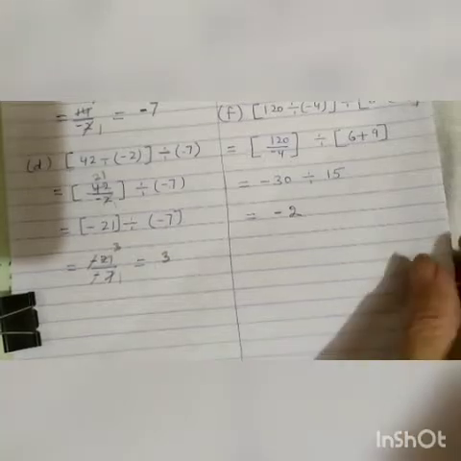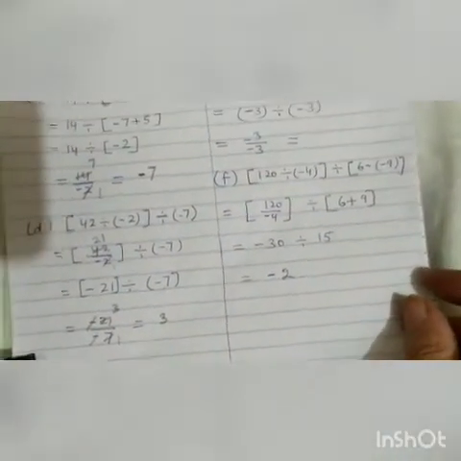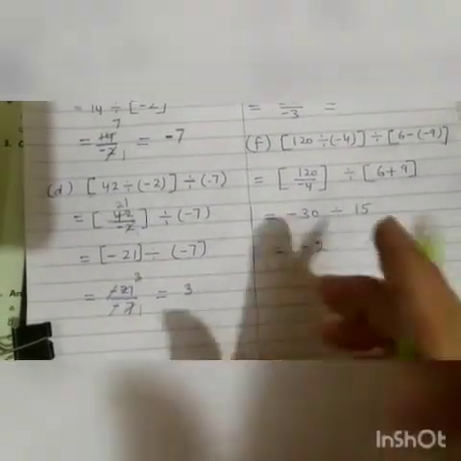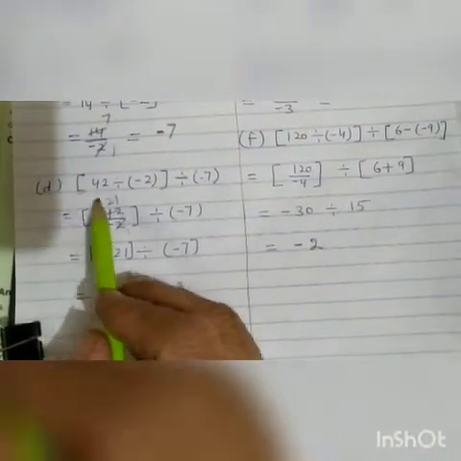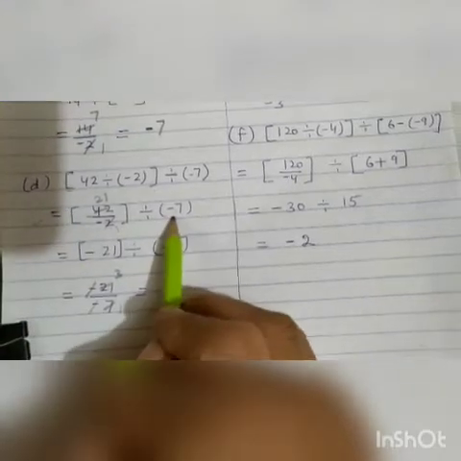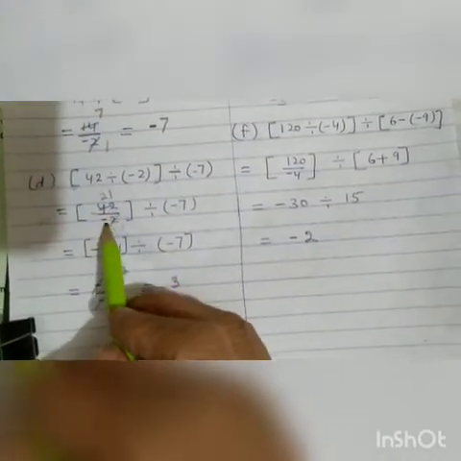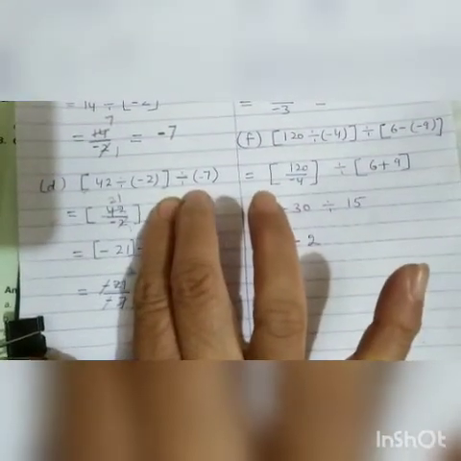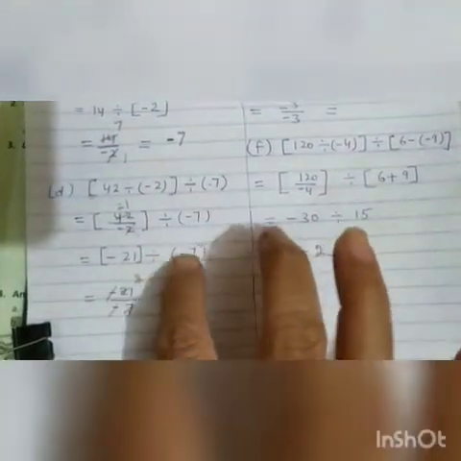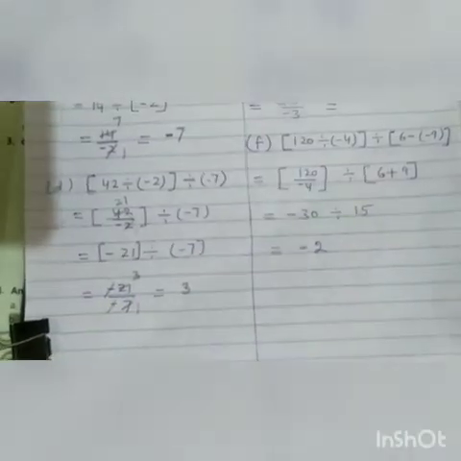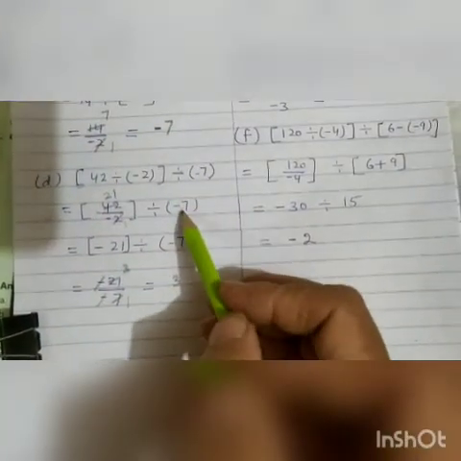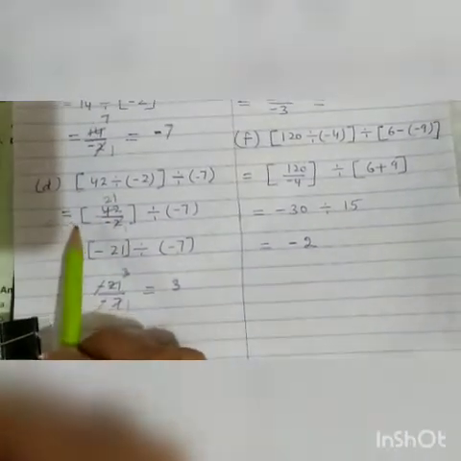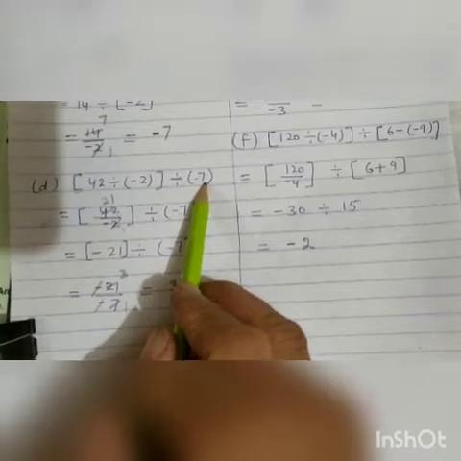Clear? Now, students, one more thing. What do students do? If we are solving this line, students write 42 divided by minus 2. They leave this minus 7, they will not write it here. Minus 21, then they will write here minus 7. You have to write this minus 7 here also. We have to write from the starting till the end.